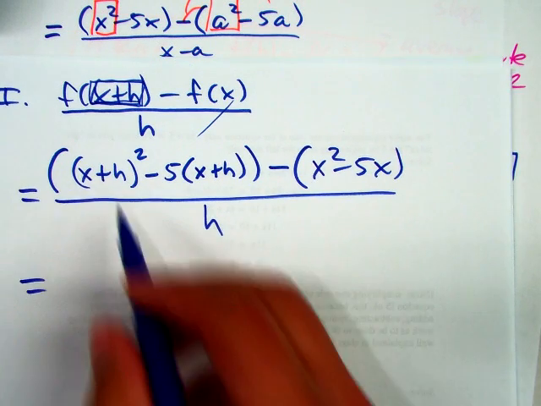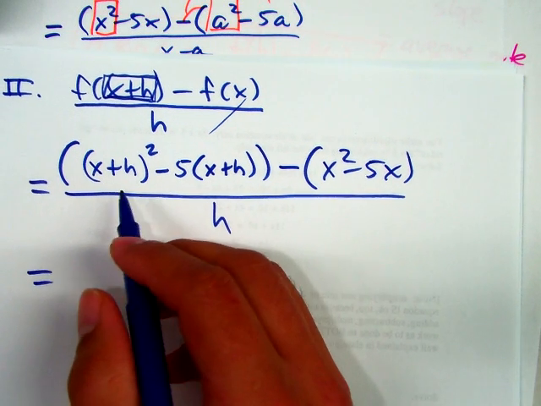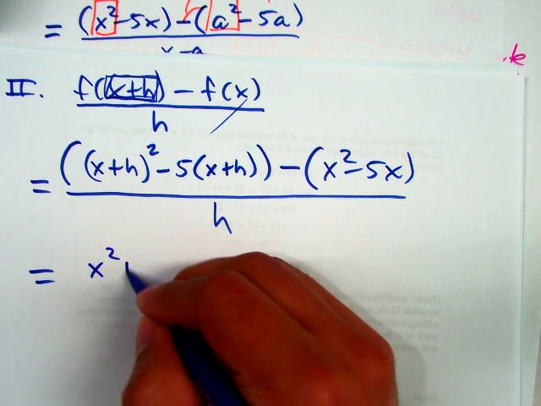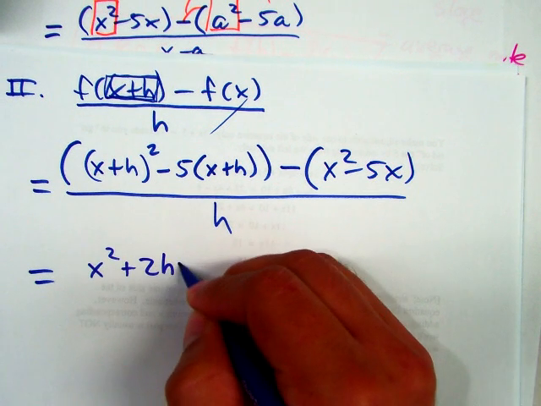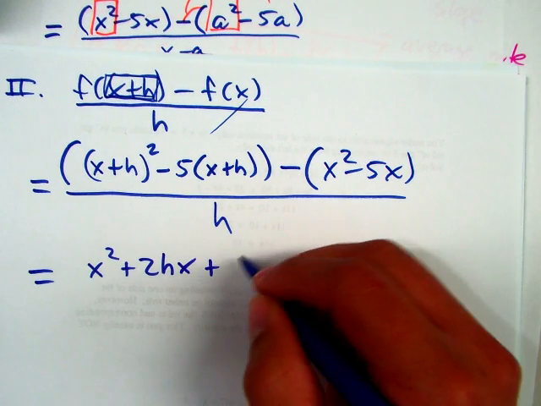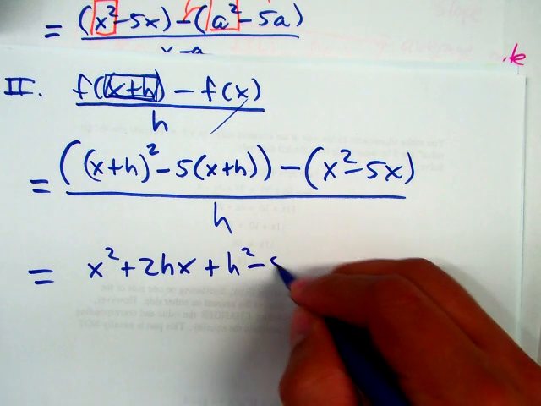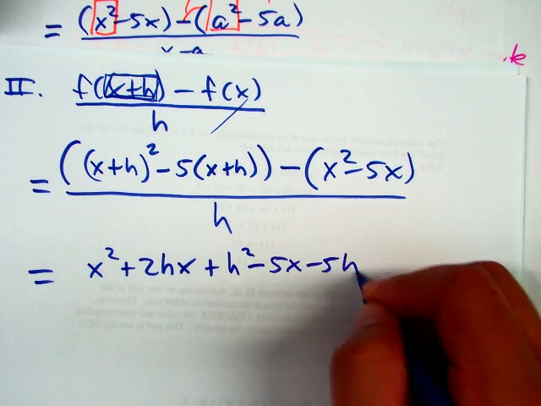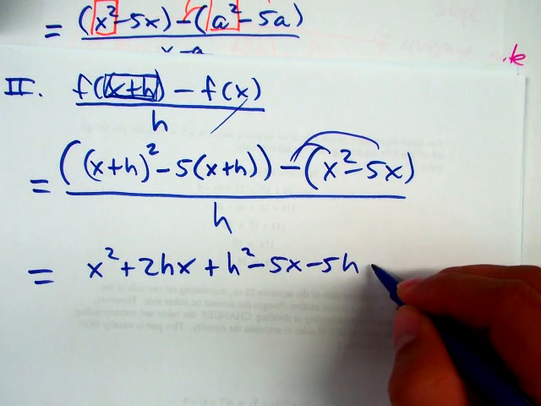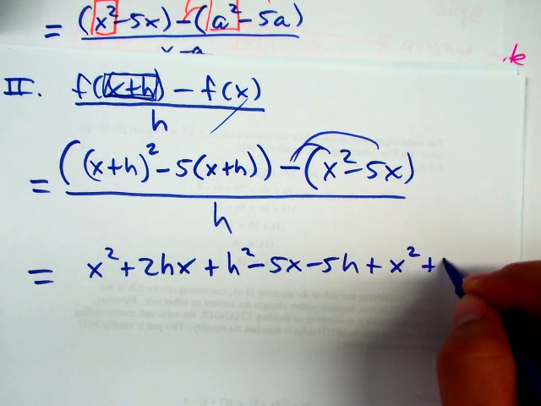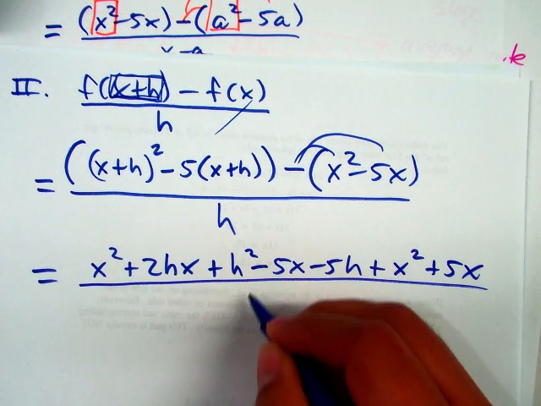Let's square this first term carefully. x squared plus 2x times h, 2xh, plus h squared. Distribute the negative 5. Negative 5x minus 5h. Distribute the negative here. Plus x squared plus 5x. And look, a lot of stuff dies.